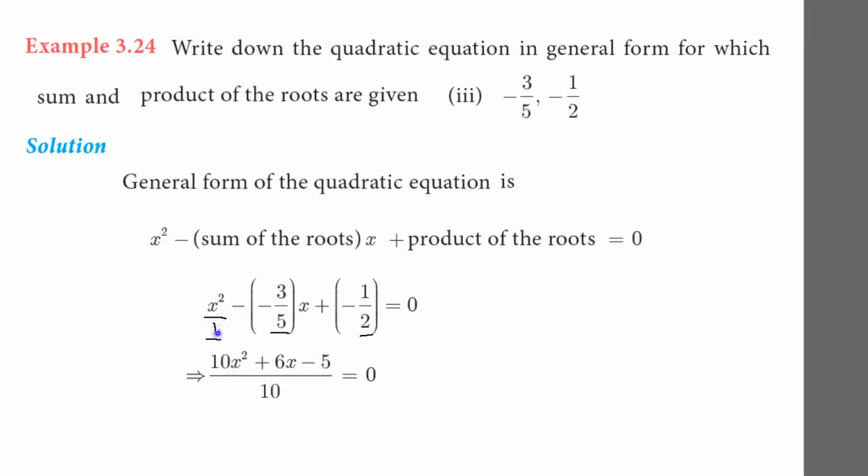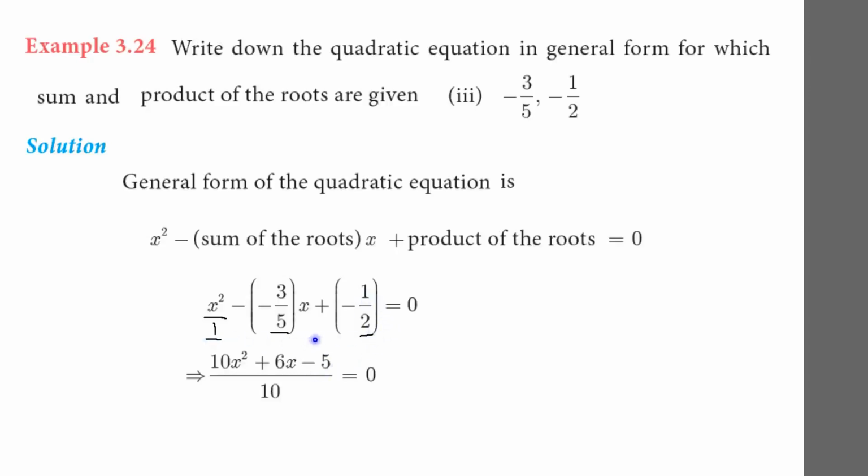So then what we get is 10x square. This minus into minus is plus. Here, to change the denominator to 10, we multiply the numerator by 2. Okay? Then the numerator becomes 6x, and the denominator becomes 10. That is what they have written here. Next, plus into minus means minus 1 by 2. To change the denominator to 10, we multiply the numerator by 5. So the numerator becomes minus 5, and the denominator becomes 10.